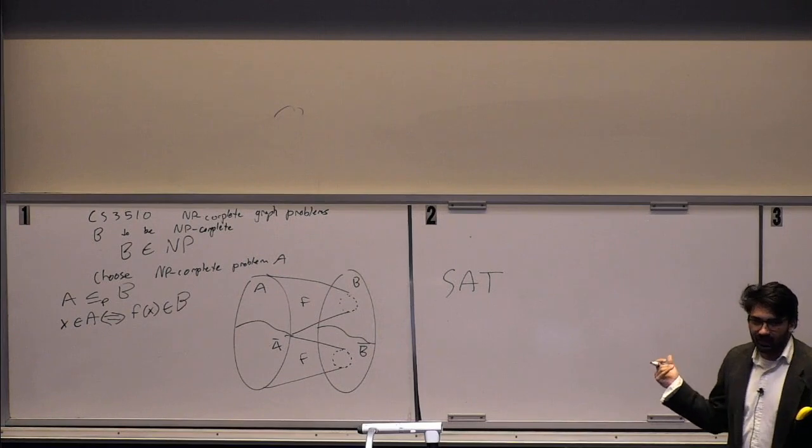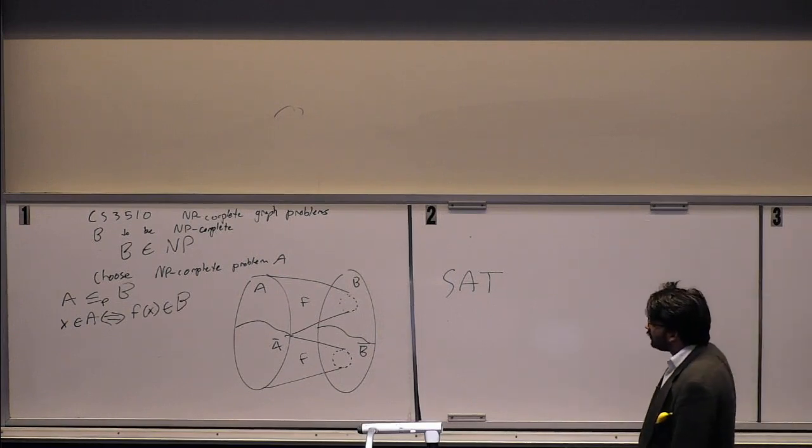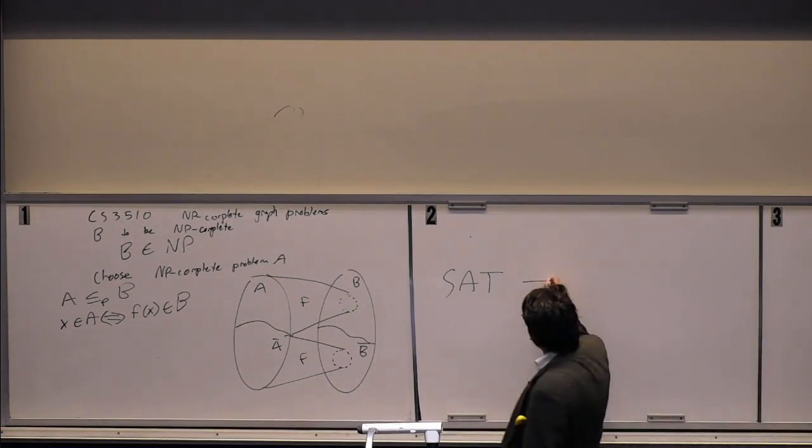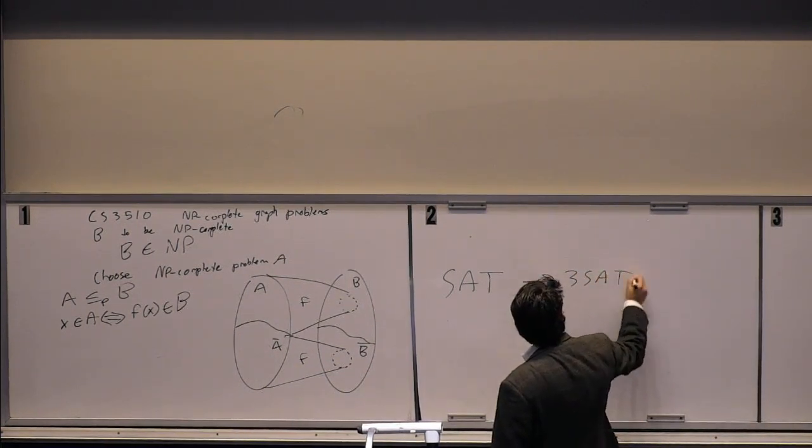It's kind of an involved proof. It takes like 50 minutes. Thankfully, they did it for us, so we don't have to do it. That's sort of the important part. Then we proved that 3SAT was NP-complete, right?